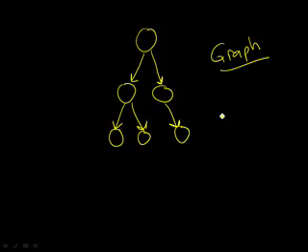Now, there's a subset of trees. There's a special kind of tree where each node has exactly two subtrees. This is referred to as a binary tree. So this is a binary tree, but this is just a regular tree, and it's not a binary tree because this node only has one subtree.